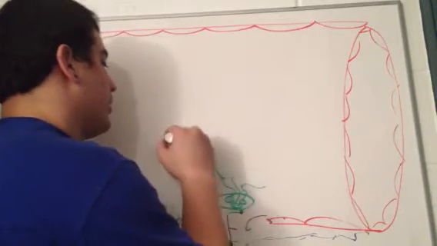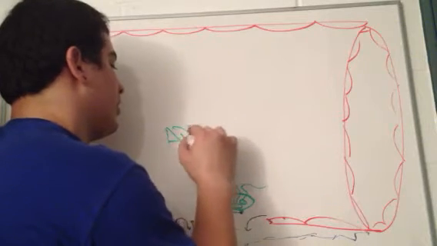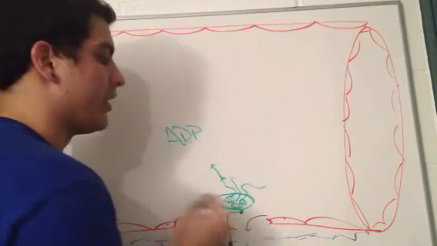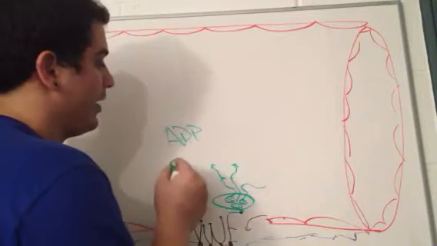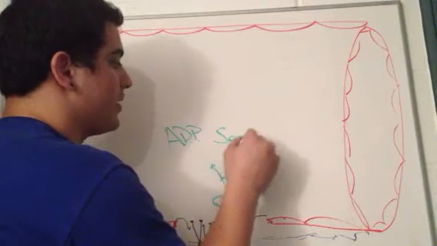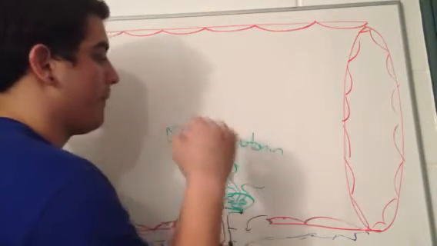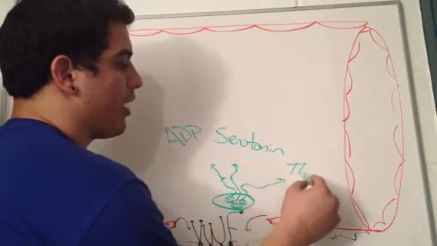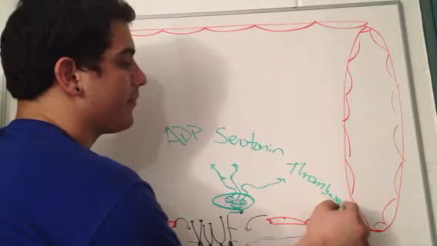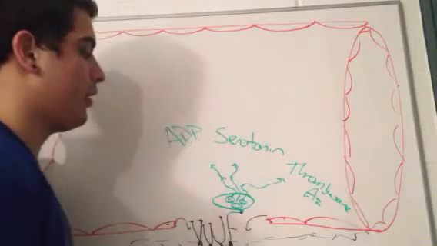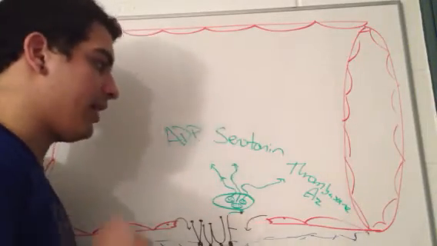One of these is called adenosine diphosphate. I'm not going to write the whole name. You guys should know how to spell it. Adenosine diphosphate. The other one is serotonin. And the other one is called thromboxane A2. Okay, let's explain these chemicals.